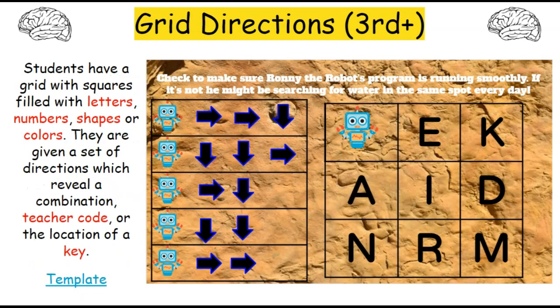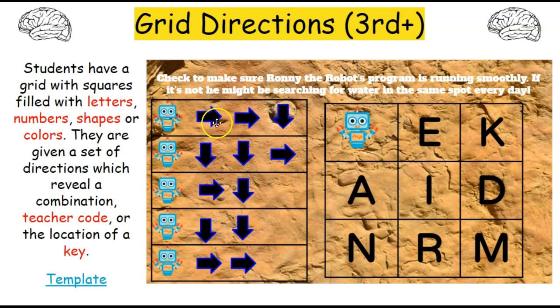Grid directions are appropriate for third grade and up. They are a mental type puzzle, so they will work for digital and physical breakouts. Students have a grid with squares filled with letters, numbers, shapes, or colors. They are given a set of directions which reveal a combination, teacher code, or the location of a key. So here in our sample it says, check to make sure Ronnie the Robot's program is running smoothly. If it's not, he might be searching for water in the same spot every day.